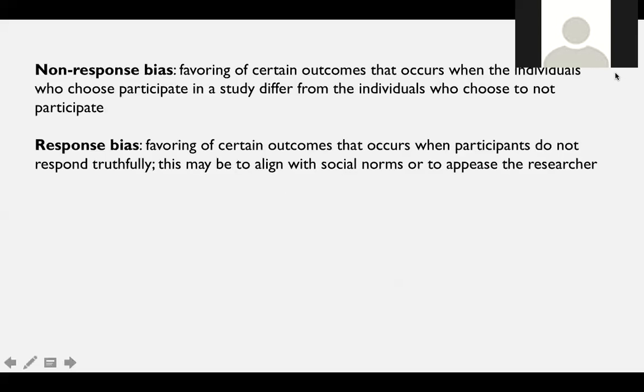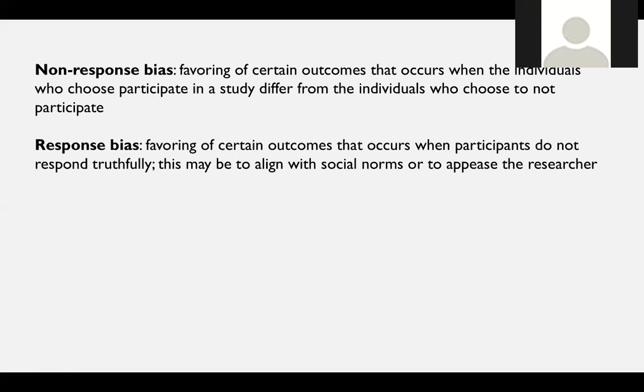So some sampling methods here, a lot of students get confused by non-response bias and response bias. Response bias is a little easier to understand. It's favoring certain outcomes that occur when participants do not respond truthfully. So it's really just about telling the truth or not, whether it aligns with social norms or trying to please the researcher.